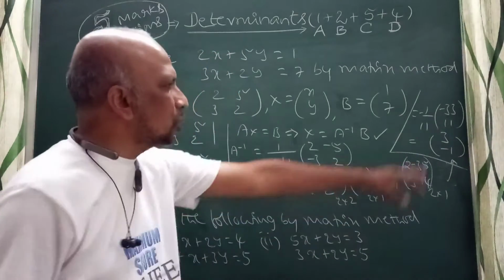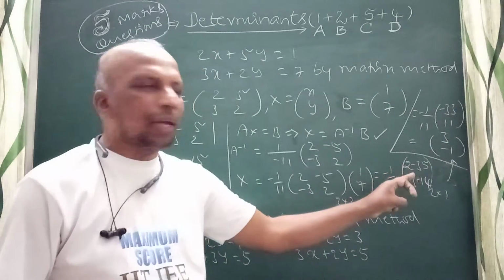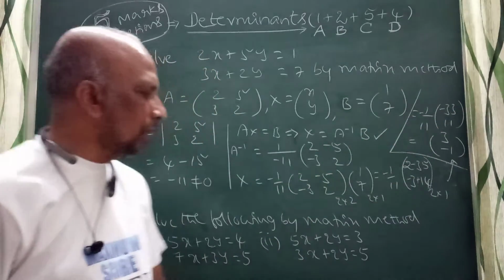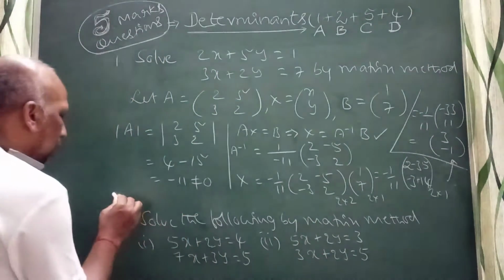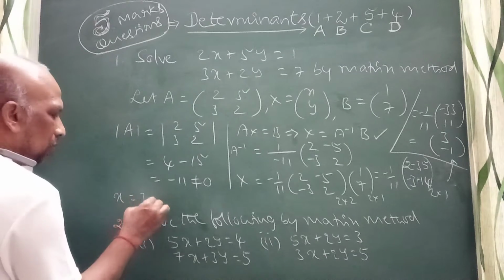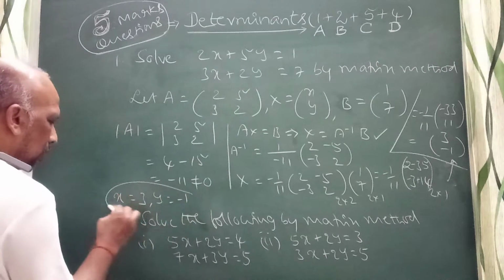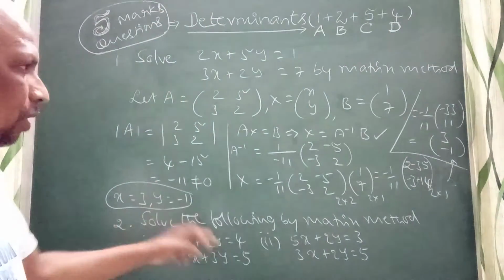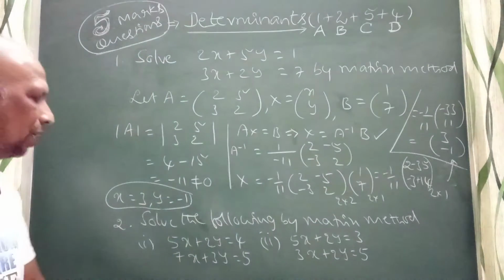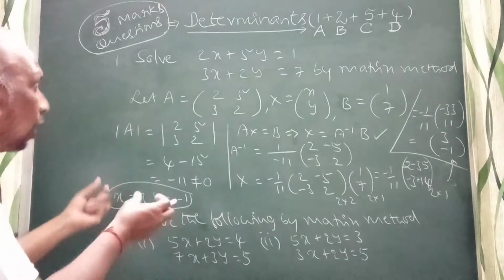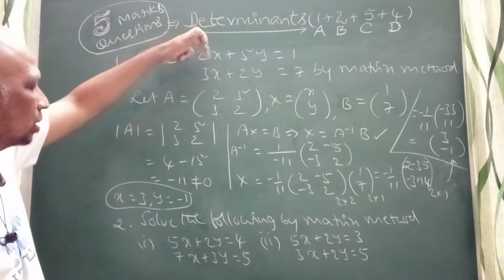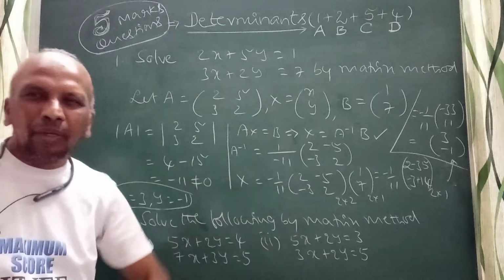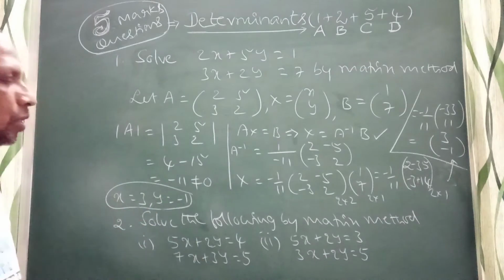So finally we got x is equal to 3, y is equal to minus 1. So this is your answer, right? After solving, x equal to 3, y equal to minus 1, we have got the answer. You can also verify: 2 into 3 is 6, 6 minus 5 equals 1. Even if you check 3 into 3, 9 minus 2 is 7, it satisfies. So this is your exact answer.